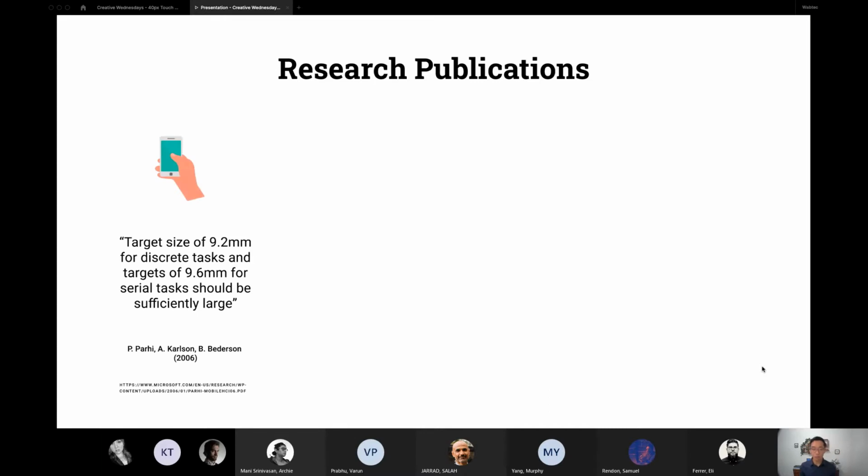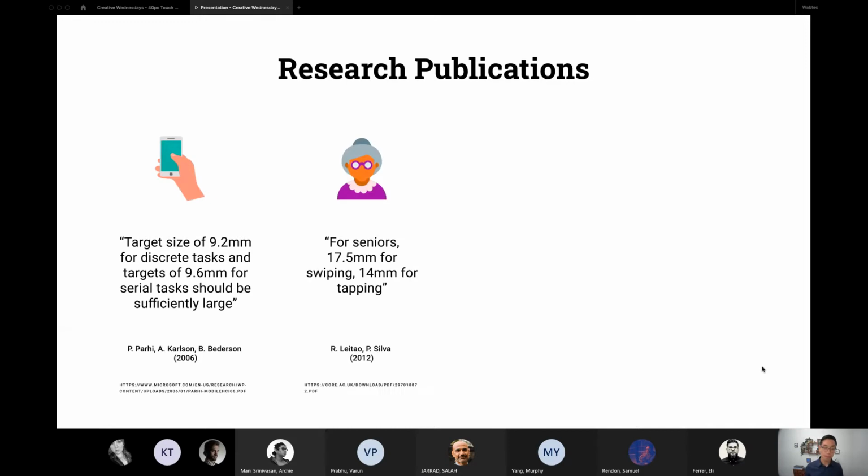We have a couple of different research publications that we can look to. There was one by Parhi, Carlson, and Peterson that said anywhere from 9.2 millimeters to 9.6 millimeters. So roughly around 1 centimeter should be sufficiently large, is what they discovered for mobile apps.